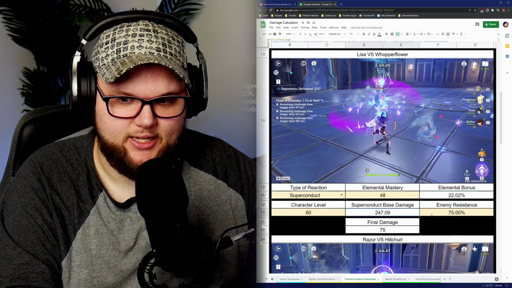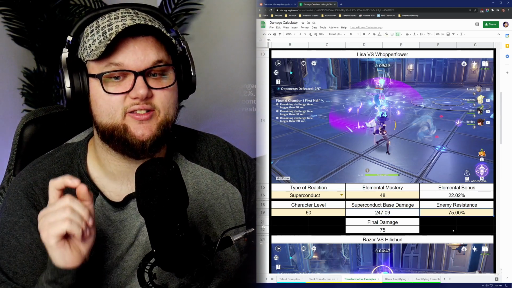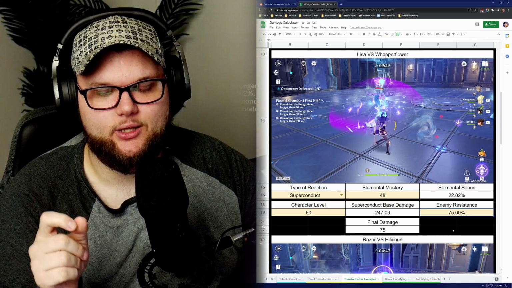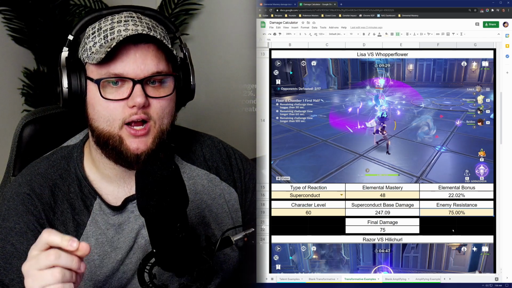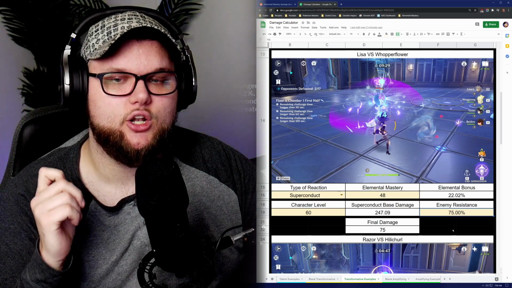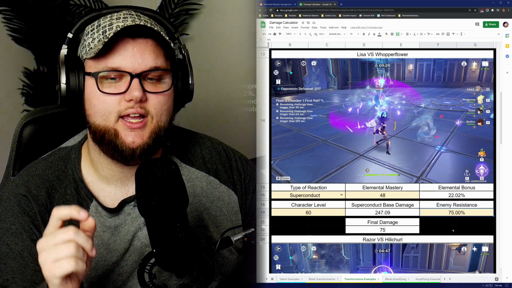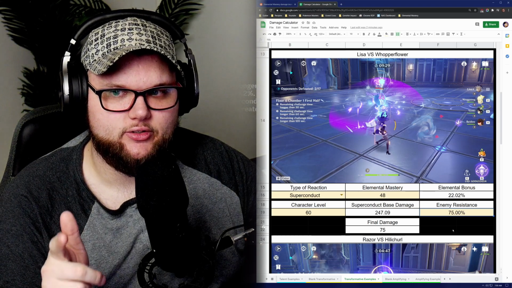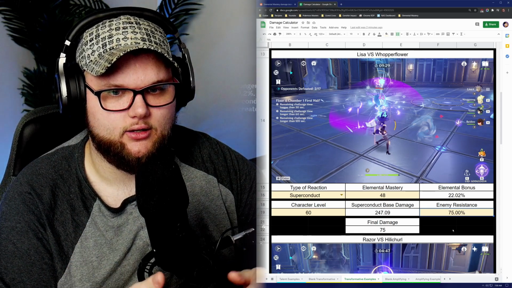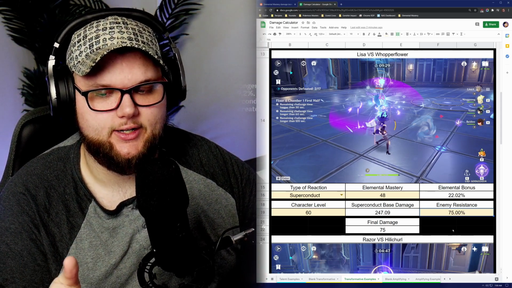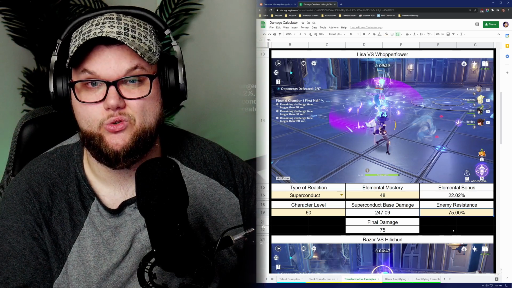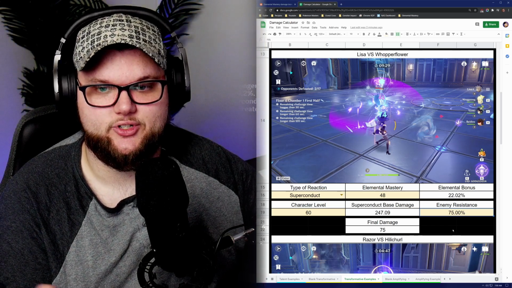And our base damage. Now the enemy resistance here is 75%. The short of it is because we are doing an elemental reaction based off of cryo, it ends up using the cryo resistance that the Whopper Flower has, not the electro resistance. I'd be very interested to do a little more research on why, if it does that in other places, if there are other enemies it does that with. I know if you try to superconduct certain slimes, it just says immune. If you try to swirl certain slimes, it just says immune.